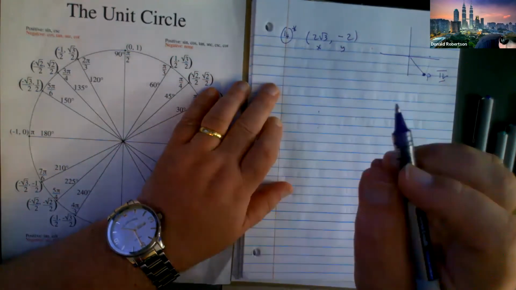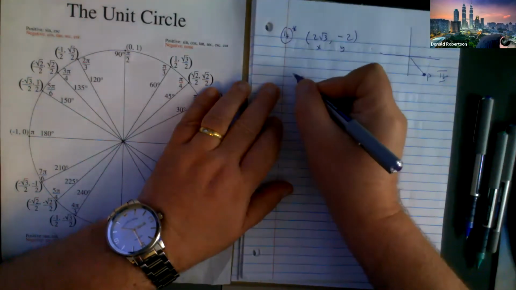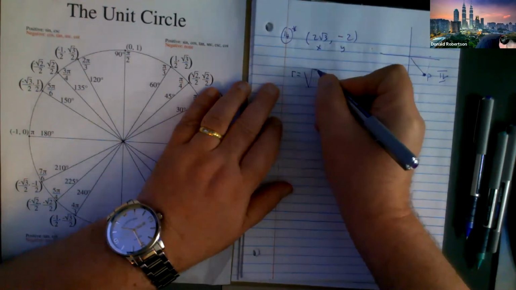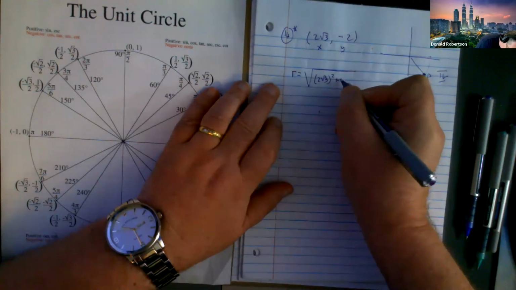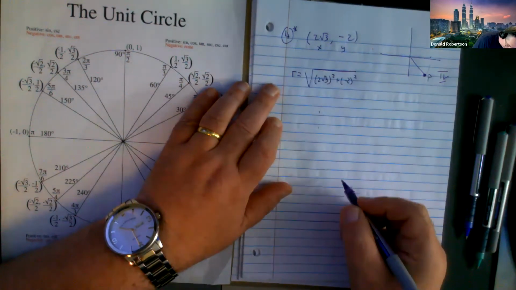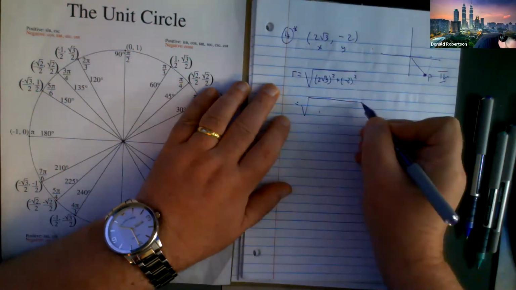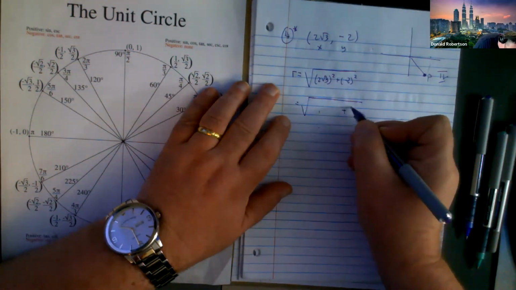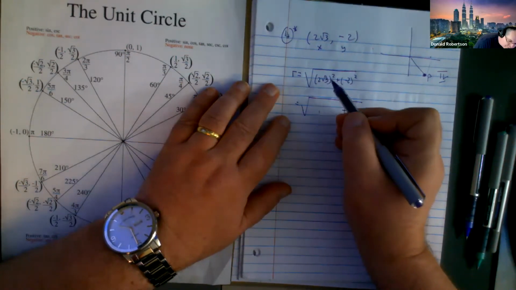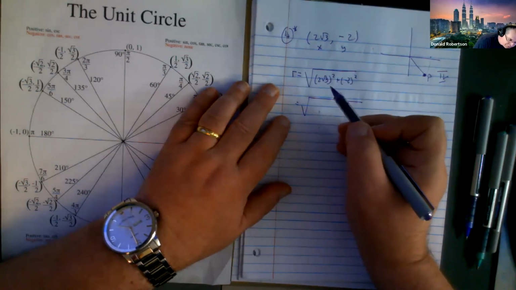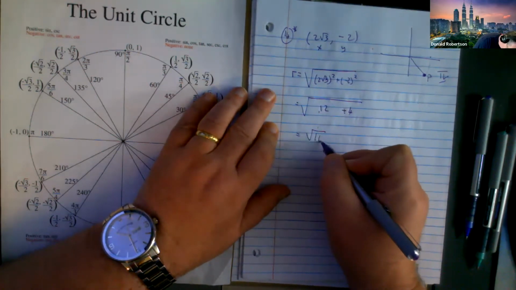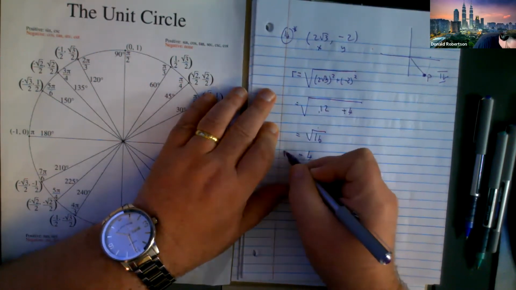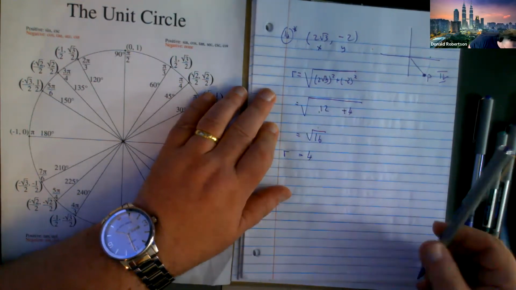Now, to do a conversion into polar, I need to find the r value, which is always pretty straightforward, right? X squared plus y squared. Negative 2 squared gets me positive 4. 2 root 3 times 2 root 3 gets me 4 times 3 gets me 12. And you put those together and you get 16, and it's 4. So I got half my answer.